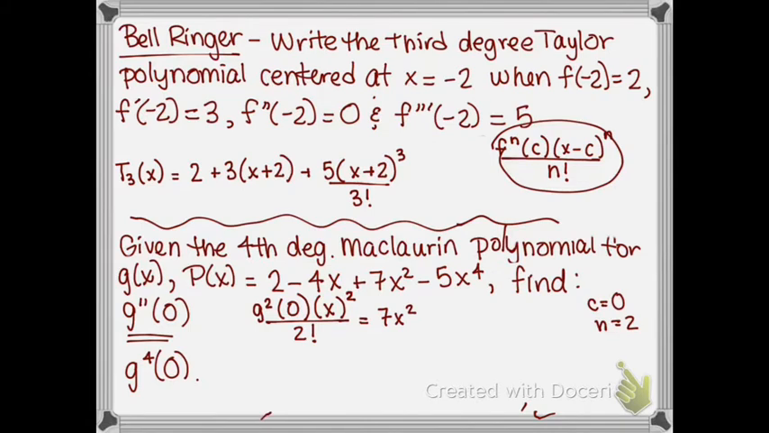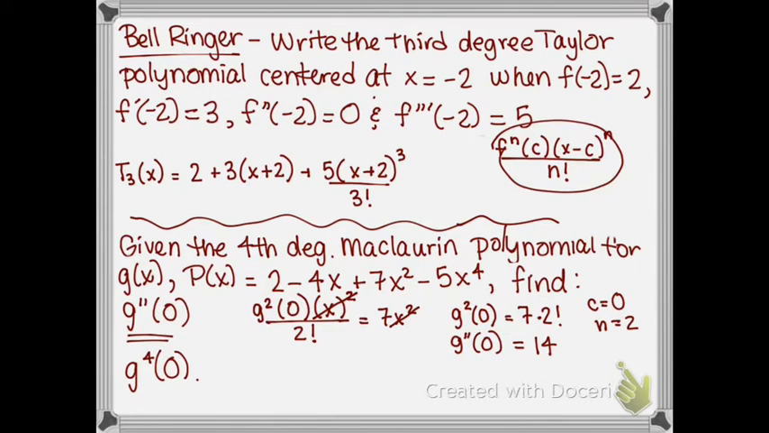Now let's just do some canceling. Let's cancel out the x squared. Then let's multiply the 2 factorial to the other side. So g second derivative of 0, which is the same as g double prime of 0, is equal to 7 times 2 factorial. So g double prime of 0 equals 14.